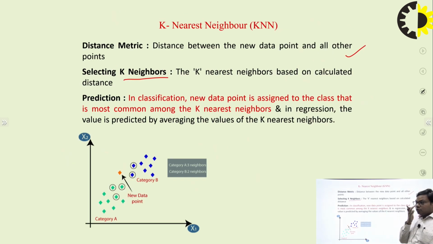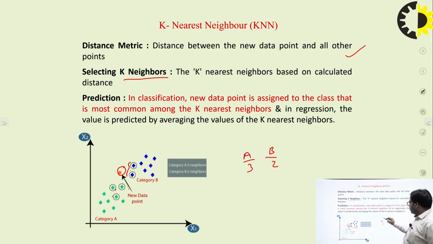So what is the idea? Let's say k is equal to 5, and this is the new query point, and we need to identify its neighbors. We identify the 1, 2, 3, 4, 5 neighbors, the 5 closest neighbors. Then we need to check their categories. If we check, category A has 3 neighbors and category B has 2 neighbors. So if we check the frequency, class A has frequency 3 and class B has frequency 2.